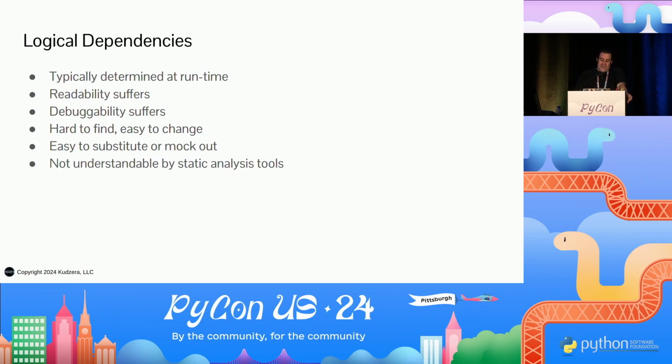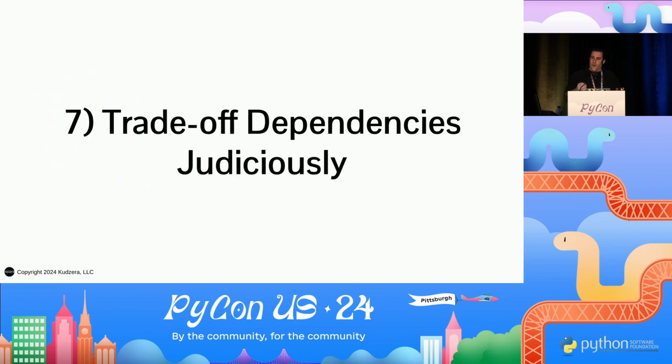With logical dependencies, we're not going to be understandable by static analysis tools. So there's not going to be nice code tools that can find these as easily. But why do we use them? They are crucial for abstraction. So I want you to think about trading off your dependencies judiciously. Now, I promised some Python examples.